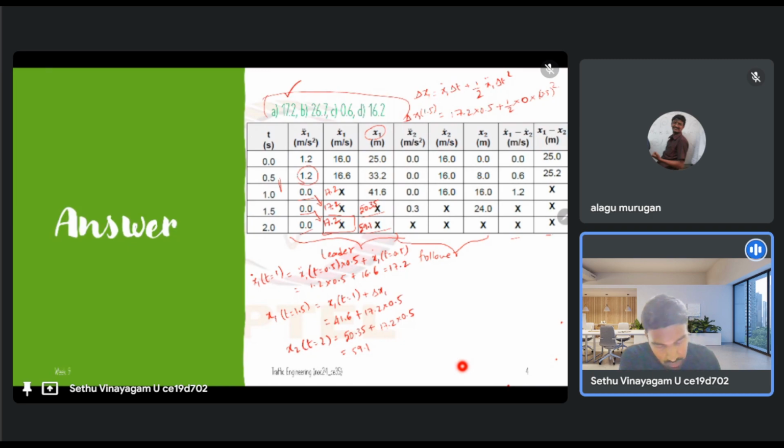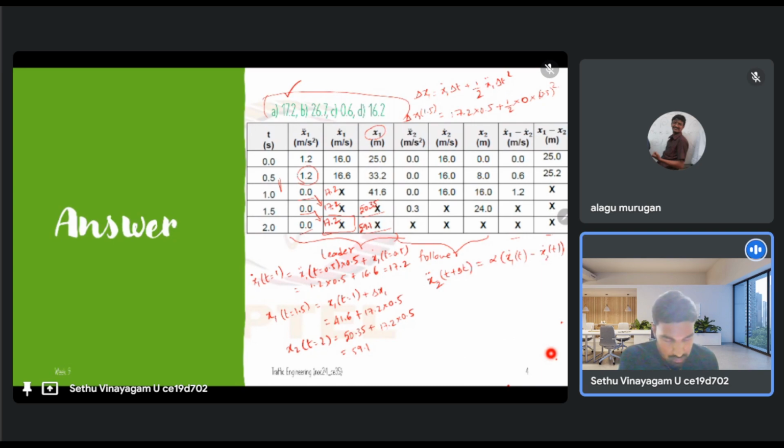Now coming to the follower. Here we have a missing value in the acceleration. For the follower's acceleration, we have to use the car following model. So what was that? x double dot 2 at t plus delta t would be alpha into x dot 1 at t minus x dot 2 at t. So it is the relative speed at the previous time, or one reaction time earlier, right?